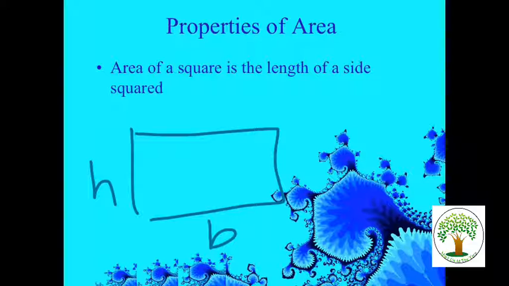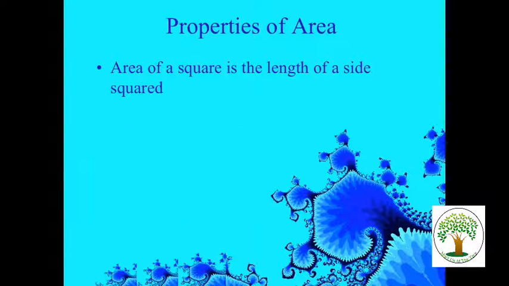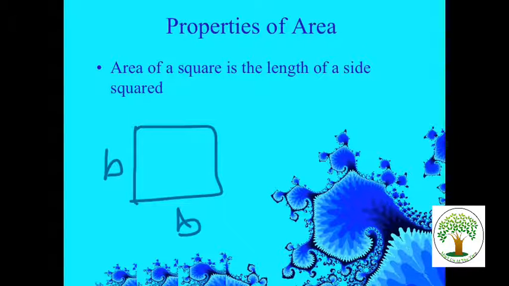So I just always remember that for a square, base times height is the same as length times width. If you have the side, it's going to be the same, because it's base and base. So it would be base squared, which is the same as base times height.